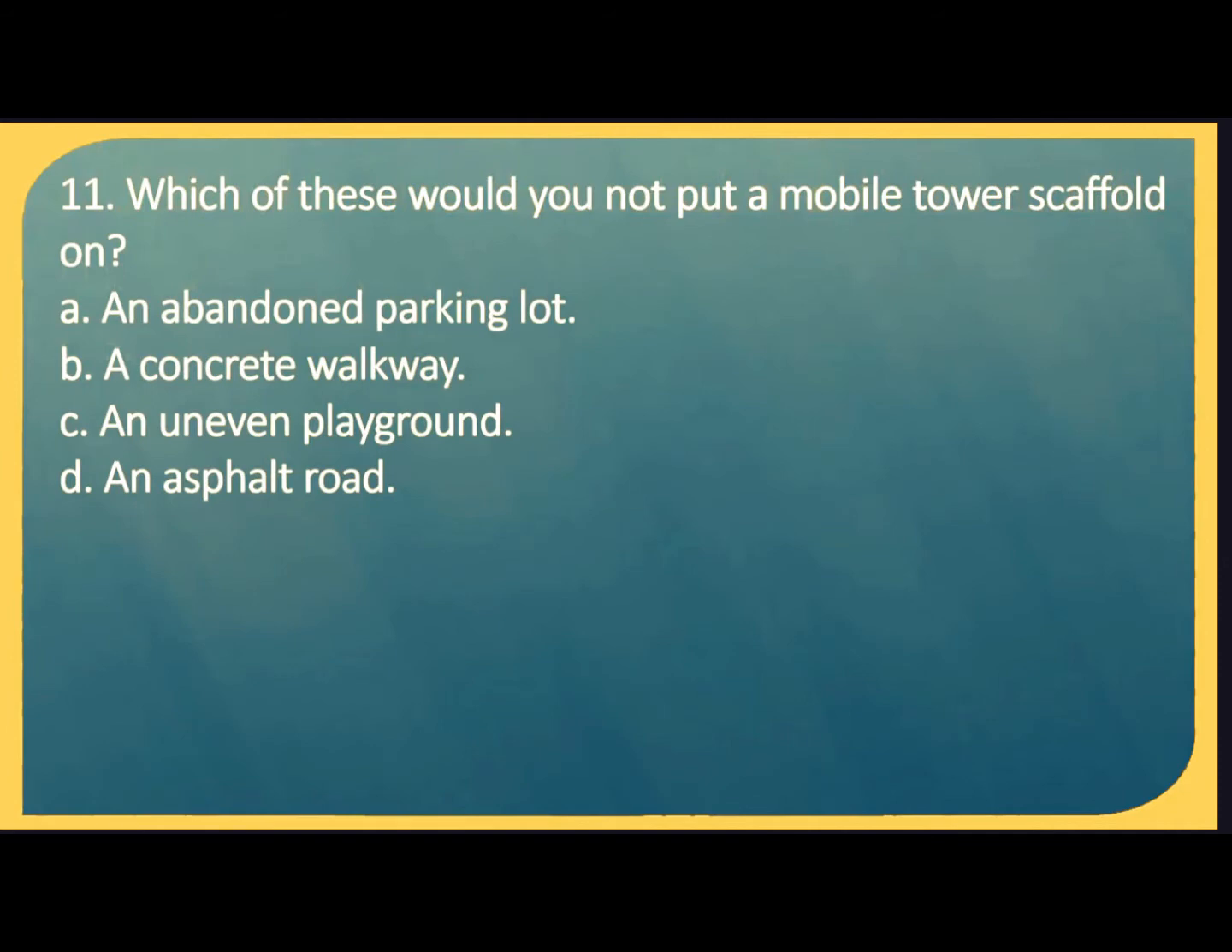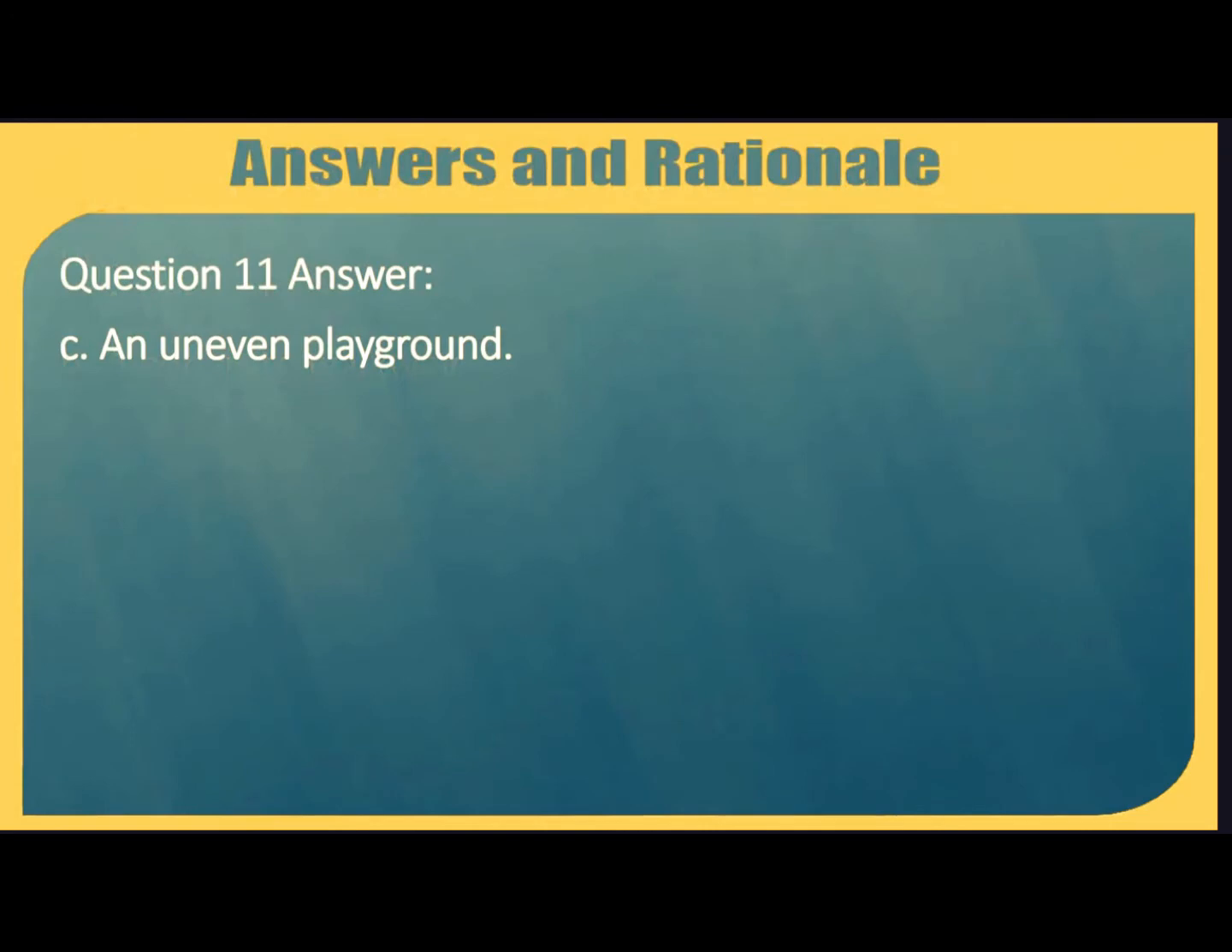Question 11. Which of these would you not put a mobile tower scaffold on? A. An abandoned parking lot. B. A concrete walkway. C. An uneven playground. D. An asphalt road. Question 11. Answer: C. An uneven playground.